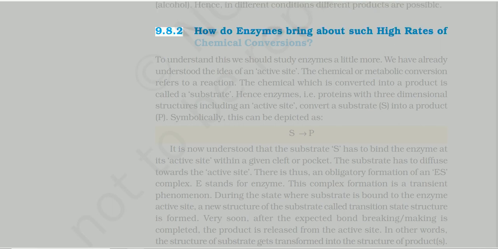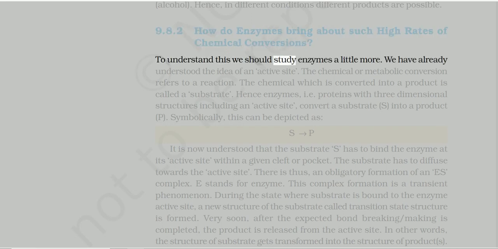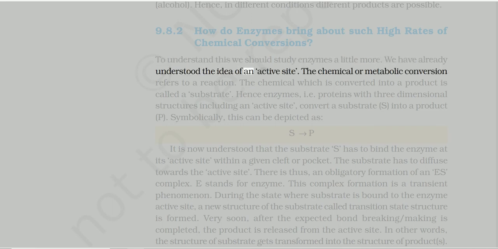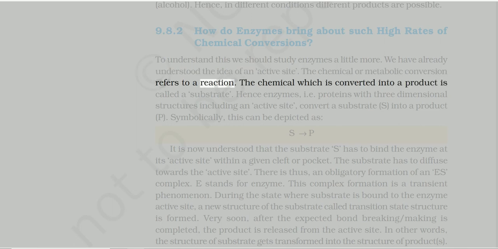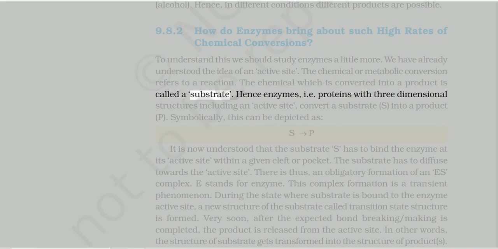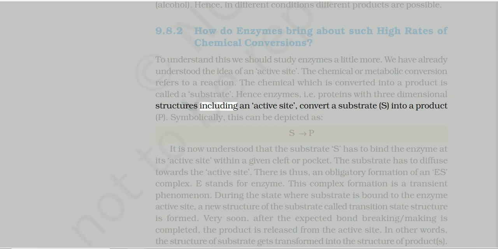How do enzymes bring about such high rates of chemical conversions? To understand this we should study enzymes a little more. We have already understood the idea of an active site. The chemical or metabolic conversion refers to a reaction. The chemical which is converted into a product is called a substrate. Hence enzymes, i.e. proteins with three-dimensional structures including an active site, convert a substrate, S, into a product, P.